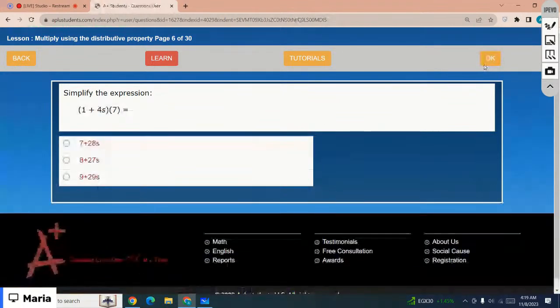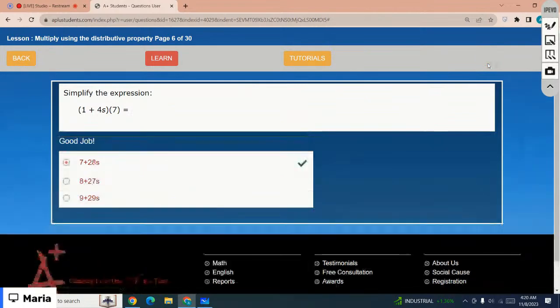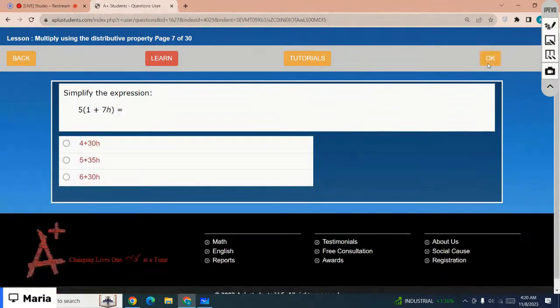Okay, the next one is simplify the expression (1 plus 4s) times 7. So which is the correct option? Very good. That would be 7 plus 28s, so option number 1 is the correct option. Okay, the next one is simplify the expression 5 times (1 plus 7h). So which is the correct option?